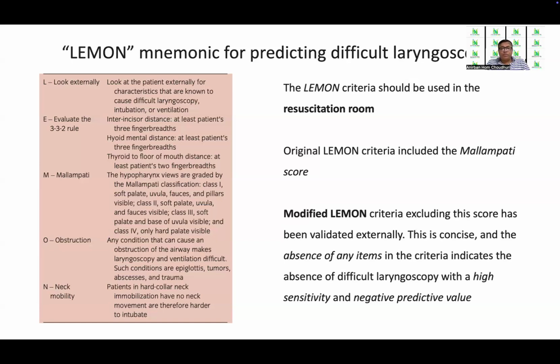Of importance is to note that this LEMON criteria should be used in the resuscitation room, and although the original criteria included the Mallampati score, the modified LEMON criteria has excluded this score. This modified LEMON criteria excluding the score has also been validated externally, and it is concise, and the absence of any items in the criteria indicates the absence of difficult laryngoscopy with a high sensitivity and negative predictive value.